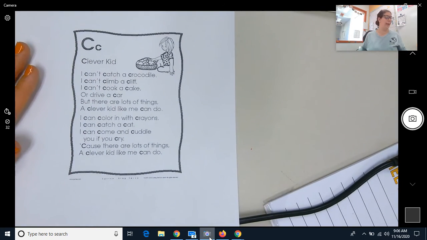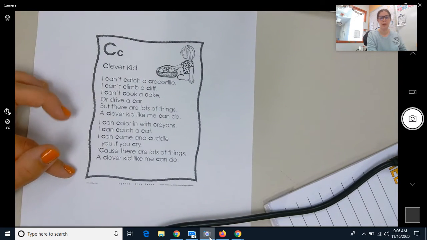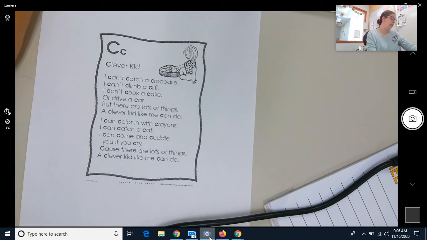This is with repetition of sound. So I'm going to read this through and then we're going to decide what sound we hear the most, okay?